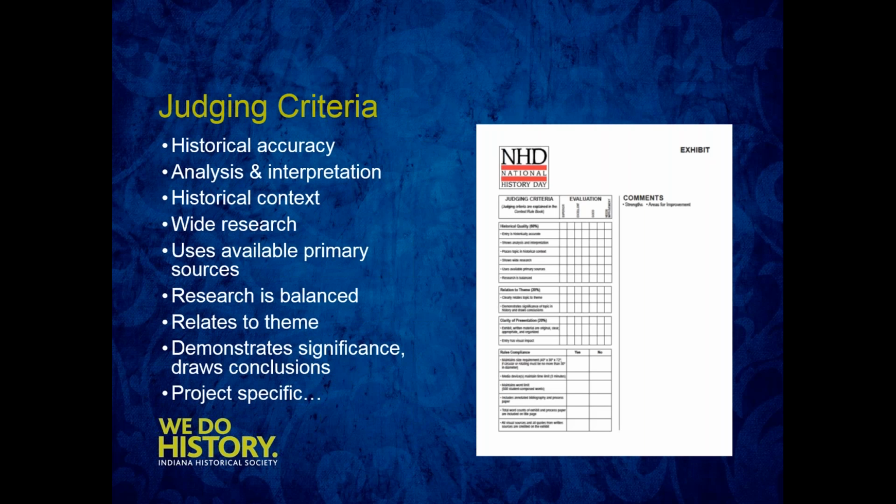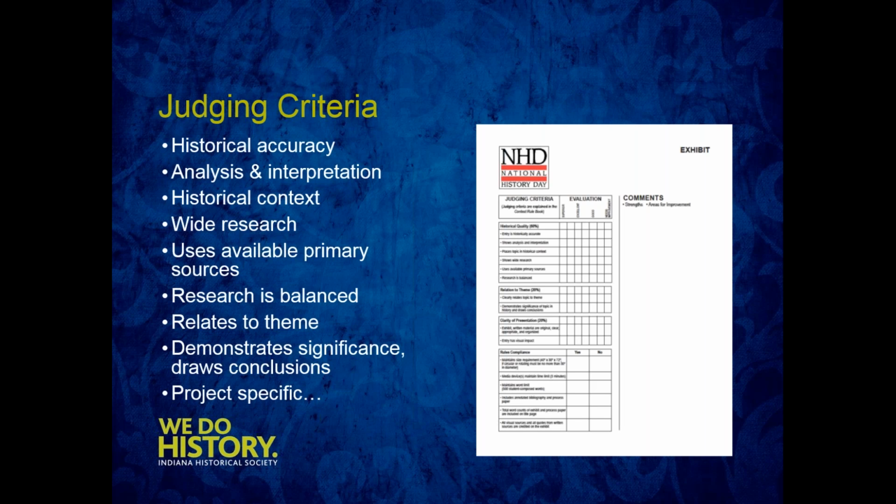Here is a sample of the judging criteria sheet that the judges will have. So the main things that they are looking at are historical accuracy, analysis and interpretation, historical context. They're looking to see that the students use a wide variety of research, that they use available primary sources. Not every topic is going to have as many primary sources available as others, but they need to have done a legitimate job at trying to find primary sources.